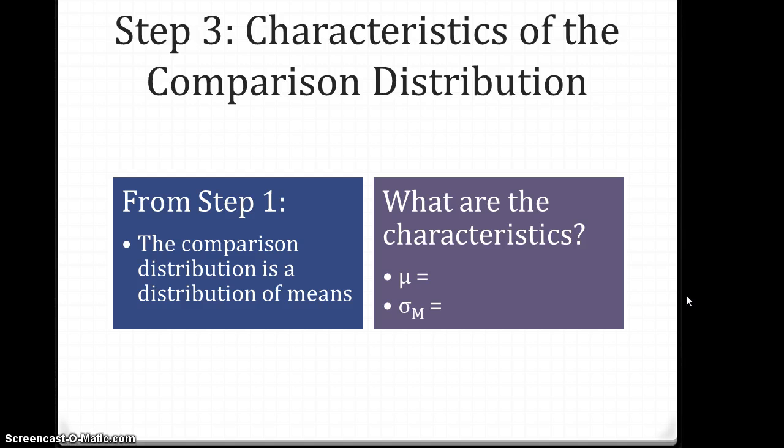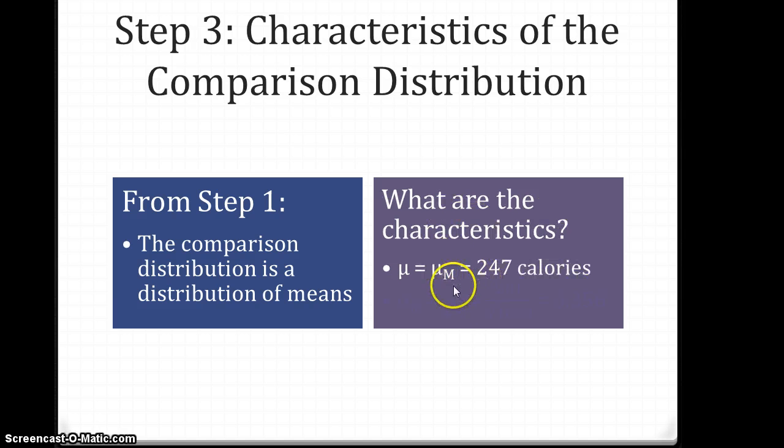Okay, so that brings us to step 3, where we look at the characteristics of the comparison distribution. So from step 1, we know the comparison distribution is a distribution of means. And so when we list the characteristics, we want to list a measure of central tendency and a measure of variability. So here, the measure of central tendency is going to be the population mean. And in this case, we know that that population mean is the same as the mean of the scores, right? So the mean of the distribution of means is the same as the mean of the distribution of scores, and that is 247 calories.